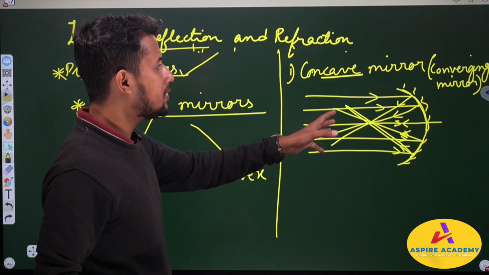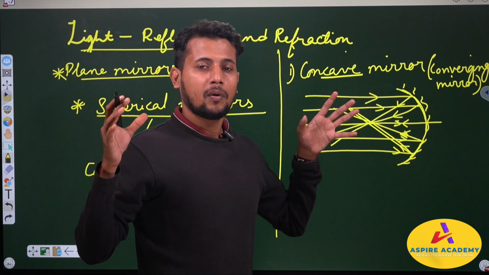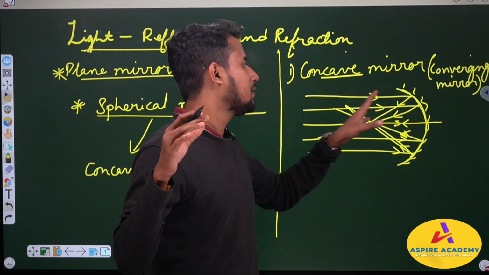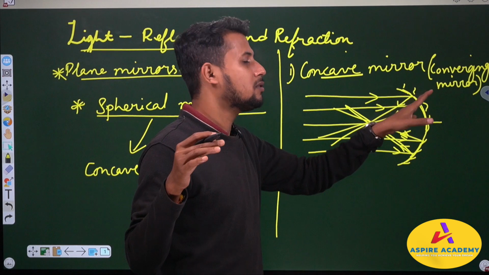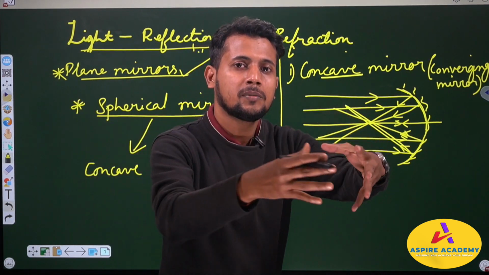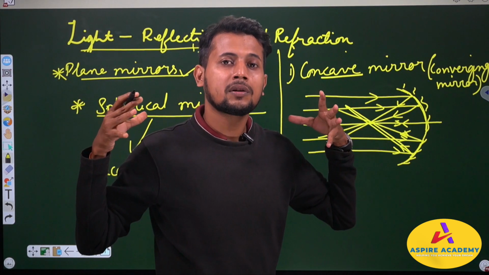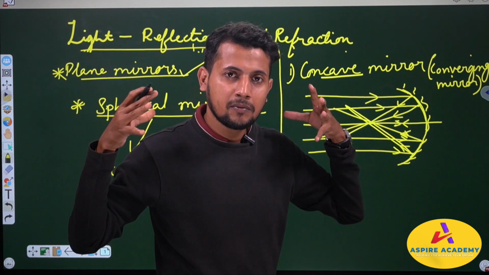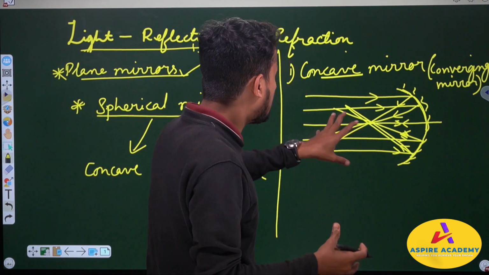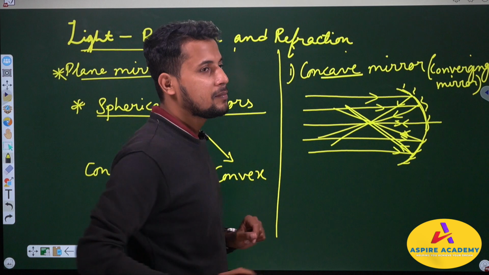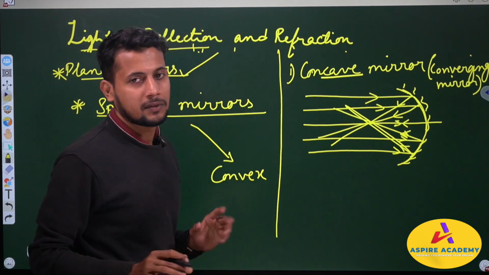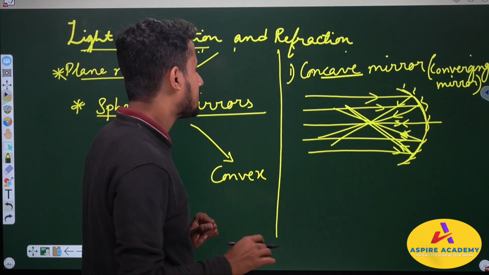So why is it a converging mirror? Because all the rays of light that are incident on the mirror are reflected towards a particular point. They are converged, brought together to a particular point. That is why a concave mirror is also called a converging mirror.